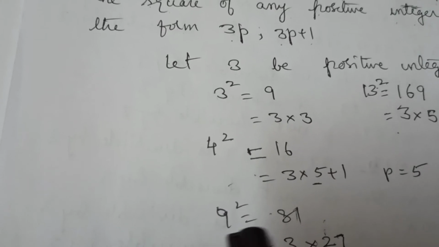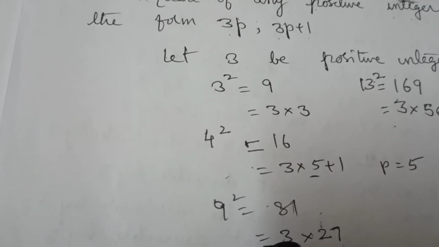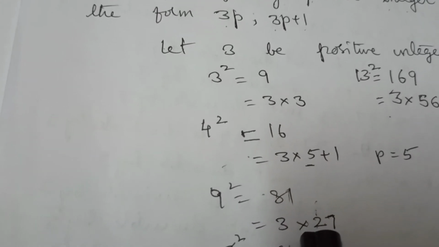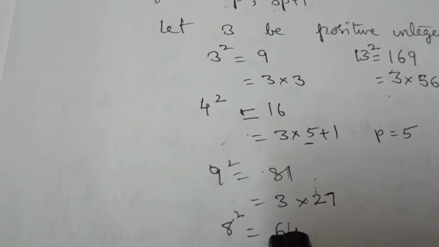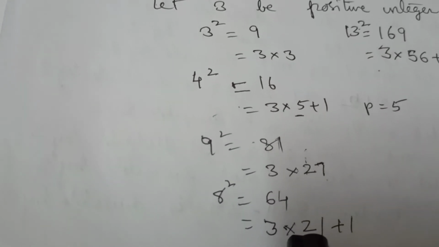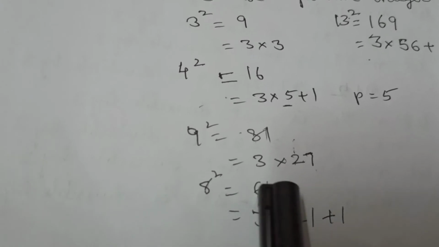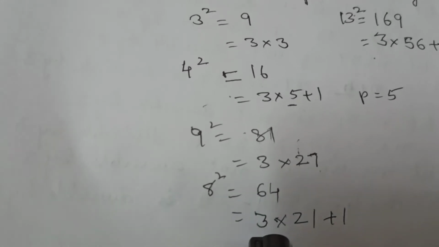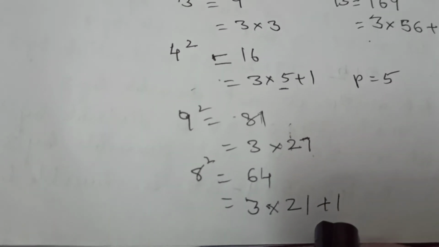Now if we take 9 square, that is 81. So that is equal to 3 into 27. 8 square is 64, that is 3 into 21 plus 1. So we have proved here 3p, and here we have proved 3p plus 1.